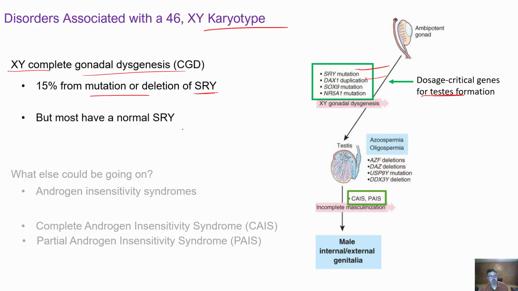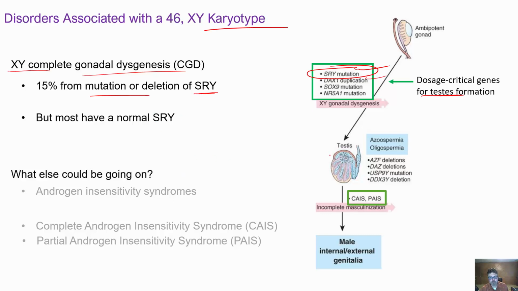A lot of these guys will have a normal SRY region, and that's because there are several different genes, as we're learning more and more about, not just SRY, that are responsible for this pathway. So a mutation that affects any of those genes can definitely affect complete gonadal dysgenesis.